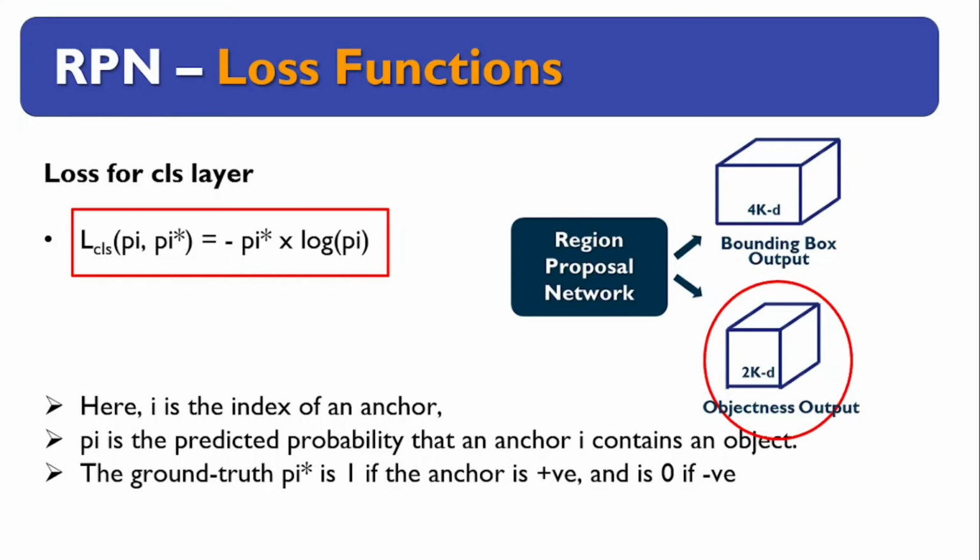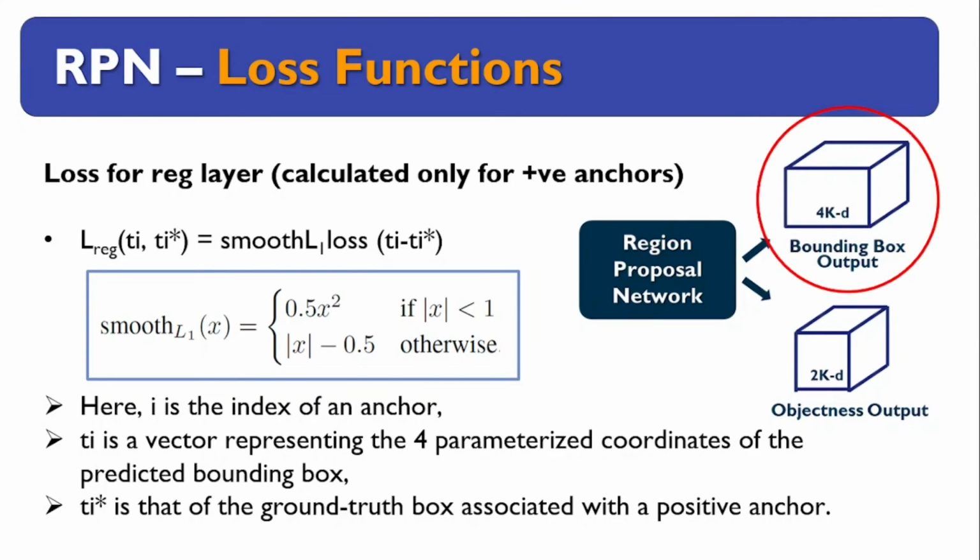Let us now consider the second branch, which is basically a regression task which predicts bounding box offsets. The authors proposed a novel loss function called smooth L1 loss, which combines L1 and L2 loss as shown here. Here also i is the index of an anchor, t_i is a vector representing the four parameterized coordinates of the predicted bounding box, and t_i star is that of the ground truth box corresponding to a positive anchor. This smooth L1 loss is less sensitive to outliers, as we can see from the expression.